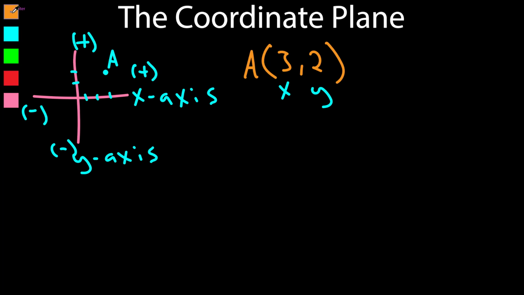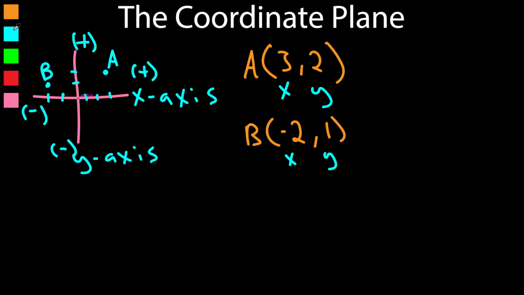Now, if I am given B is (-2, 1), I know that x is going to be negative 2 and y is going to be 1. That means it's going to go over 1, 2 to the left because it is negative, and it is going to go up 1. So it went over 2, up 1. So right here, this is where B is going to be.